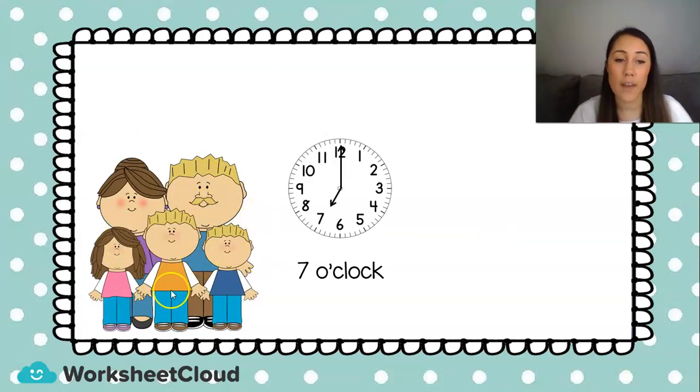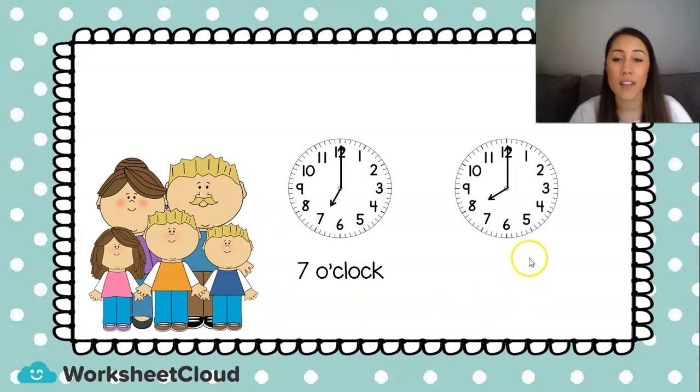Now, the green family has to be at school and at work at this time. So the long hand is still on the 12, it's still o'clock, and now the short hand is on the 8, so it is 8 o'clock. So they wake up at 7 o'clock and they've got to be at work or at school by 8 o'clock.